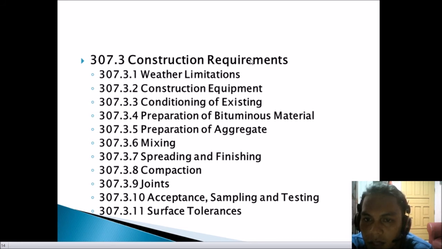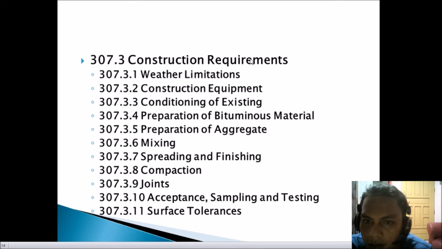Next is the compaction. After the mixture has been spread and struck off, the surface shall be rolled when the mixture is in proper condition, and when the rolling does not cause undue displacement, cracking, and shoving. Rolling shall begin at the sides and proceed longitudinally parallel to the road centerline.